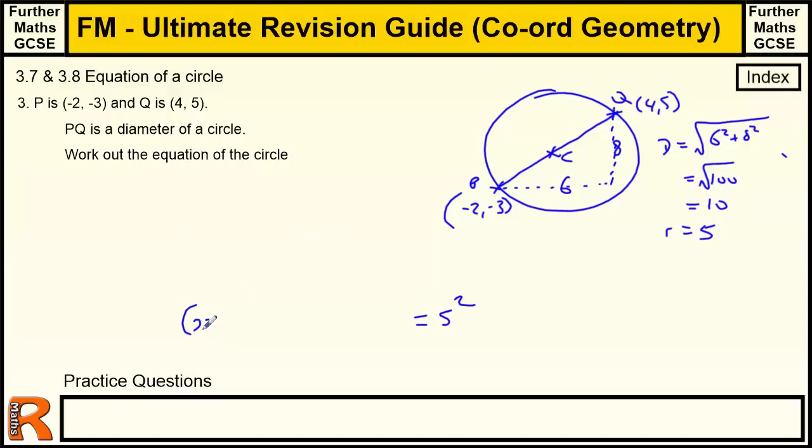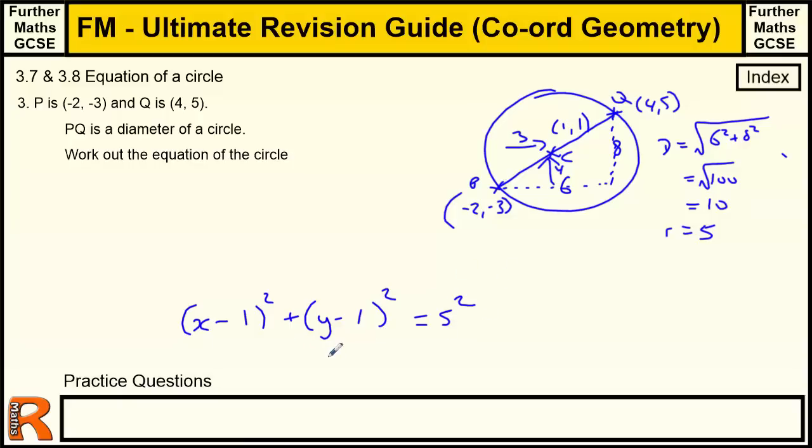So we're going to have x minus something squared plus y minus something squared equals 5 squared. And these somethings come from the coordinate of the centre. So the centre is just going to be halfway across and halfway up. It's going 6 and 8, so we're going to go across 3 and up 4. So going across 3 from minus 2 is going to be 1, and going up 4 from minus 3 is going to be 1. So the centre is 1, 1, so we just take away 1, take away 1. So that's the equation of the circle.